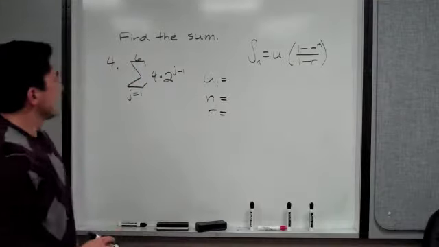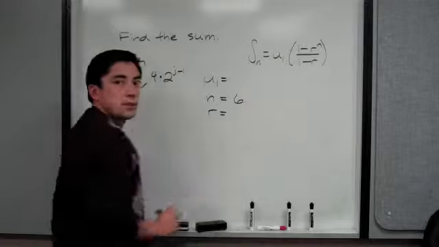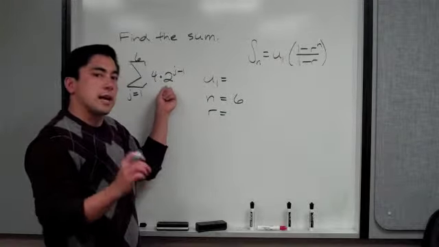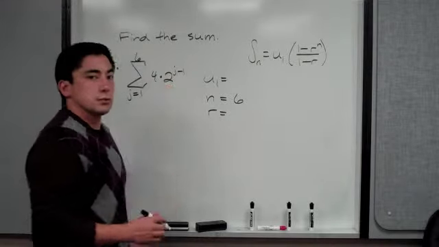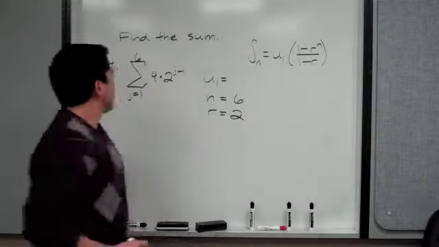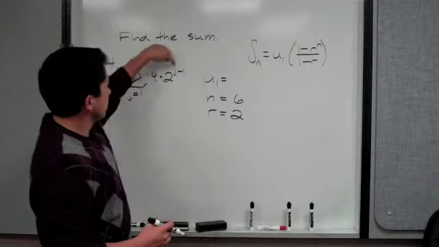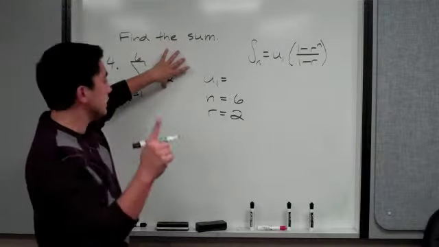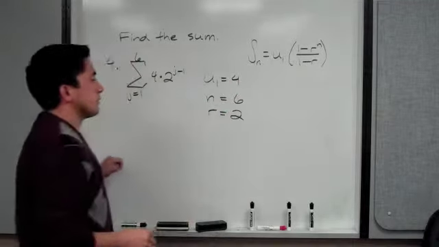Okay? Well, we know n is 1 to 6, so 6 terms. Our ratio, again, it is the base that has the exponent. Since the 4 doesn't have the exponent, our base is the 2. Our ratio is the 2. Alright? And lastly, to find our first term, you plug in the bottom for your variable, 1 minus 1 is 0. 2 to the 0 power is 1. Times 4 is 4. There you have it.